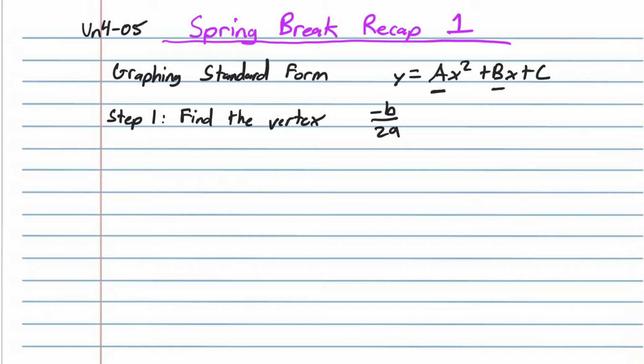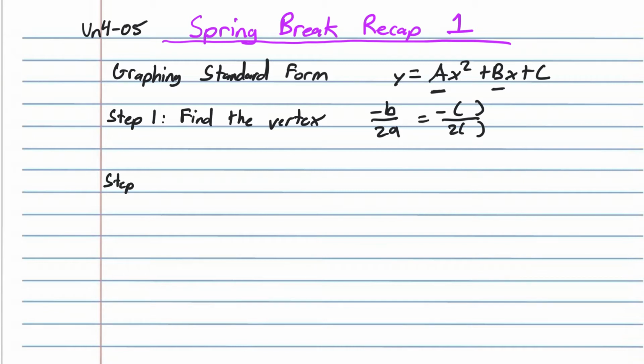Negative b over 2a. And again, I would recommend set it up with parentheses ahead of time, like so. That way you're less likely to miss a possible double negative situation, which will come up once in a while. After you have the vertex, then you can go on to step two.